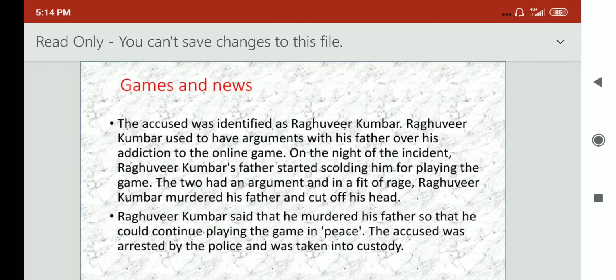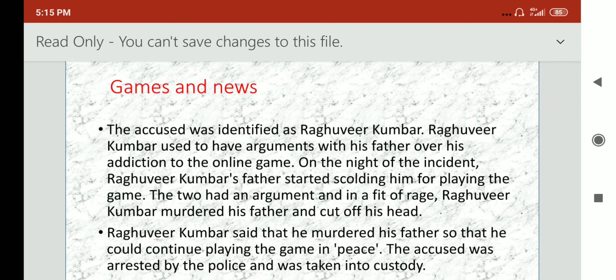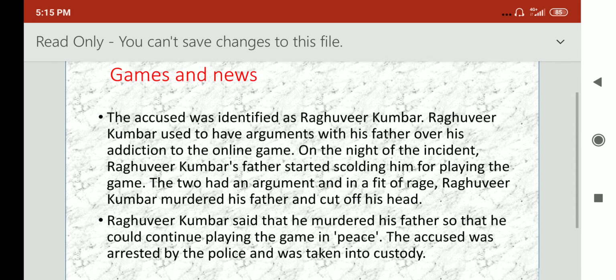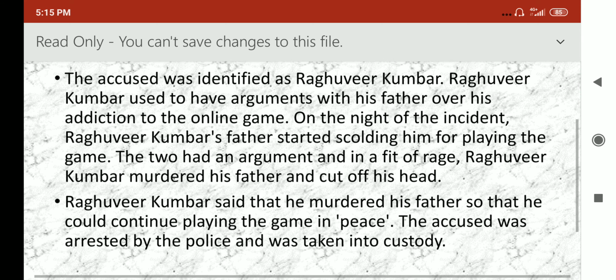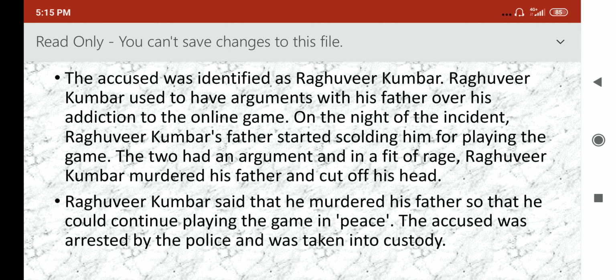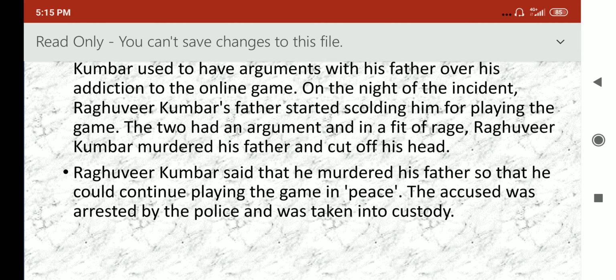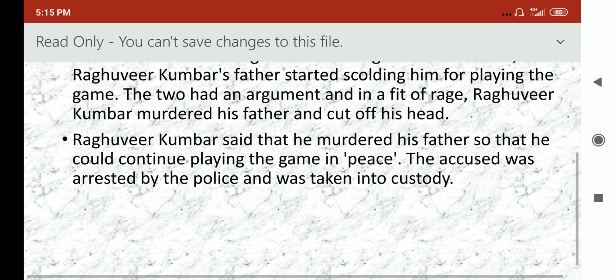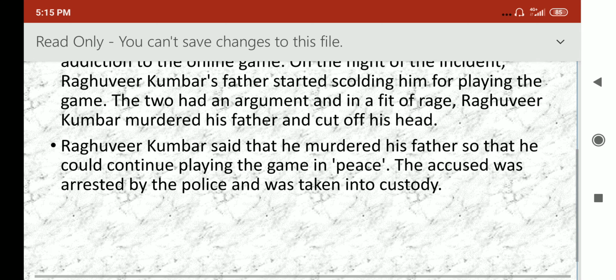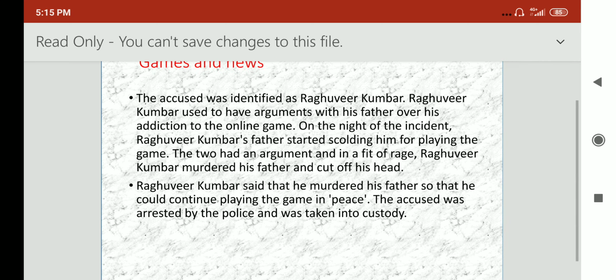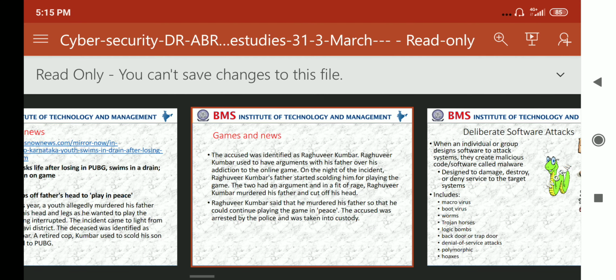The accused was identified as Raghuveer Kumar. Raghuveer Kumar used to have arguments with his father over his addiction to the online game. On the night of the incident, his father started scolding him for playing the game. The two had an argument, and in a fit of rage, Raghuveer Kumar murdered his father and cut off his head. He said he murdered his father so that he could continue playing the game in peace. The accused was arrested by police and taken into custody. These are certain problems with the games.